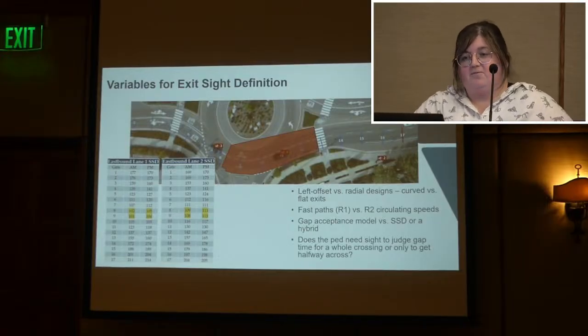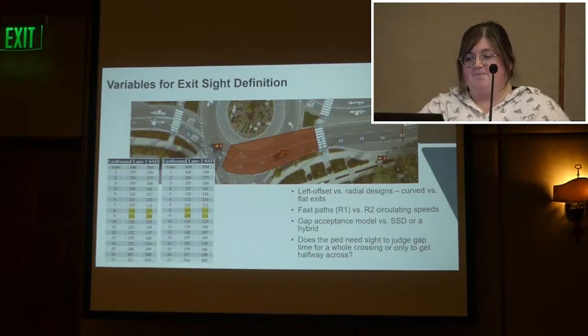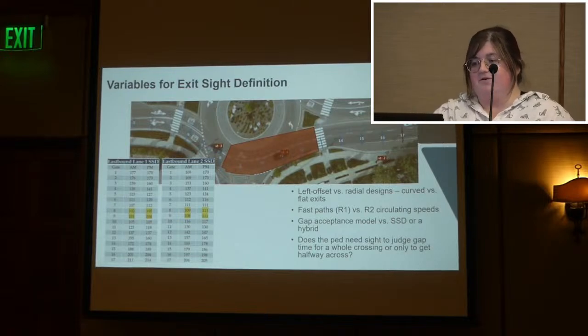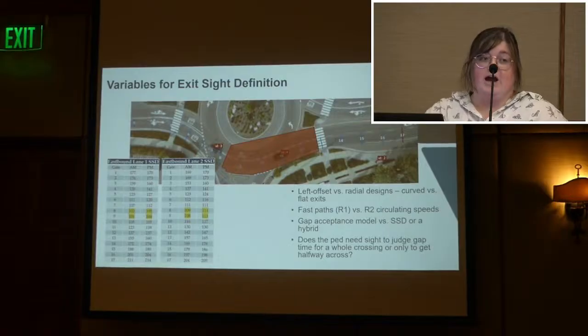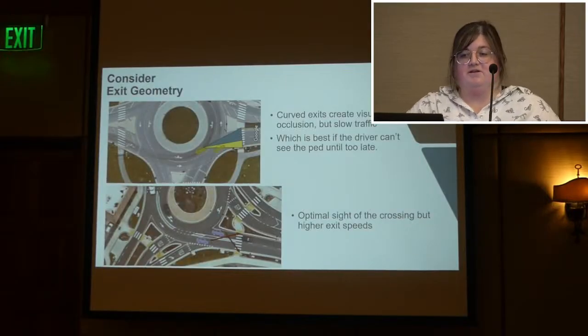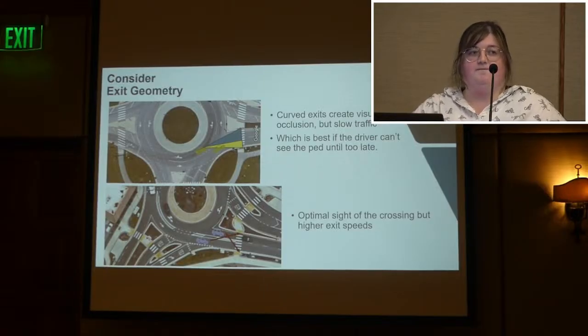So variables for exit site definition: looking at left offset versus radial design, so curved exits versus flat exits; R1 versus R2, which one is more needed for that; gap acceptance model versus stopping sight distance, or is maybe a hybrid of those two the right approach? Does the pedestrian need to sight to judge the entire gap for the whole crosswalk, or just to get halfway across?